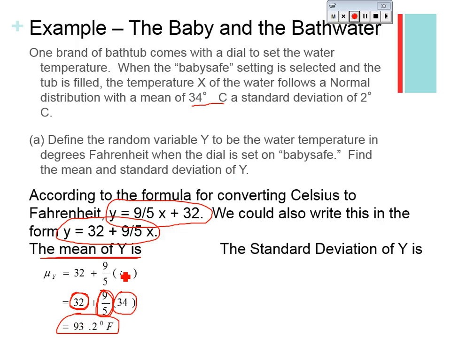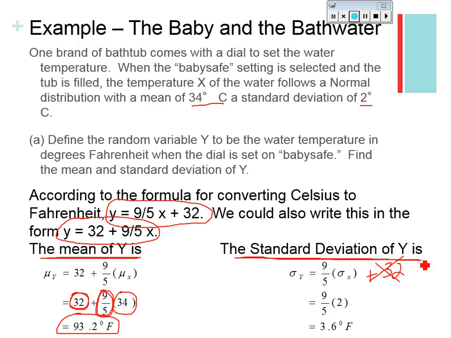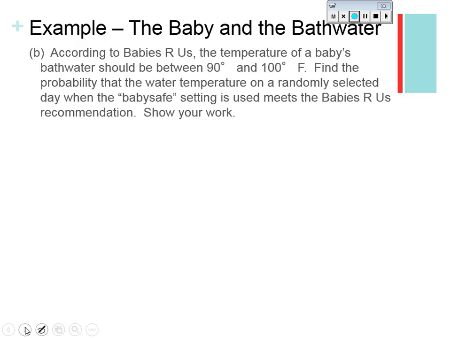Whereas with the standard deviation, here's the standard deviation in Celsius, it's 2 degrees. If we're using the same formula, just remember that we don't want to put the plus 32 on the end, because we know that the spread is not affected by adding and subtracting a constant to the data values. So all we want to do to find the new standard deviation in Fahrenheit is multiply the original standard deviation by 9/5, which comes out to roughly 3.6 degrees Fahrenheit. So that's some different things involving linear transformations in regards to mean and standard deviation.